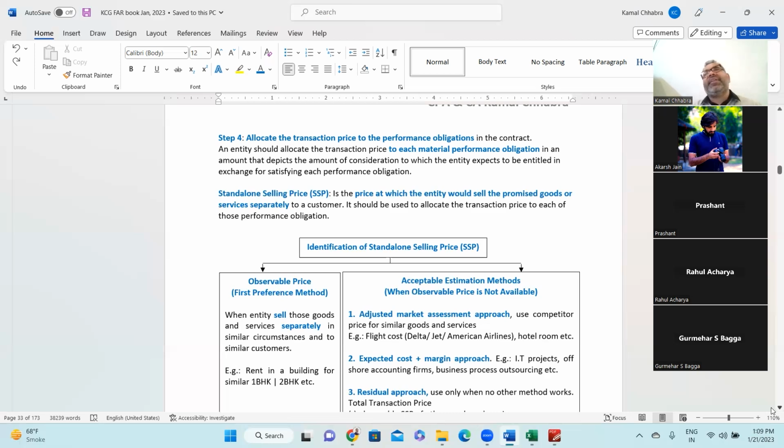How do you identify the standalone selling price, right? So there are certain methods for identification of standalone selling price. There might be some scenarios where it is not very clear what should be the standalone selling price of the respective product or services.